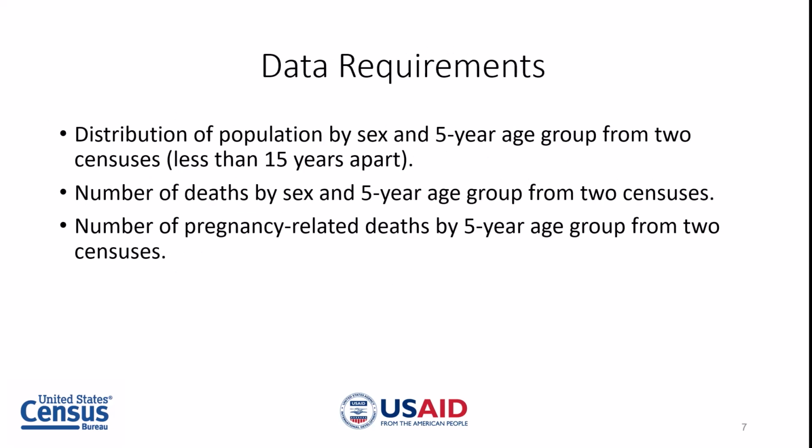To apply the GGB method, you should have the following tabulations from 2 censuses less than 15 years apart: population by sex and 5-year age groups, deaths by sex and 5-year age groups, and maternal or pregnancy-related deaths by 5-year age groups.